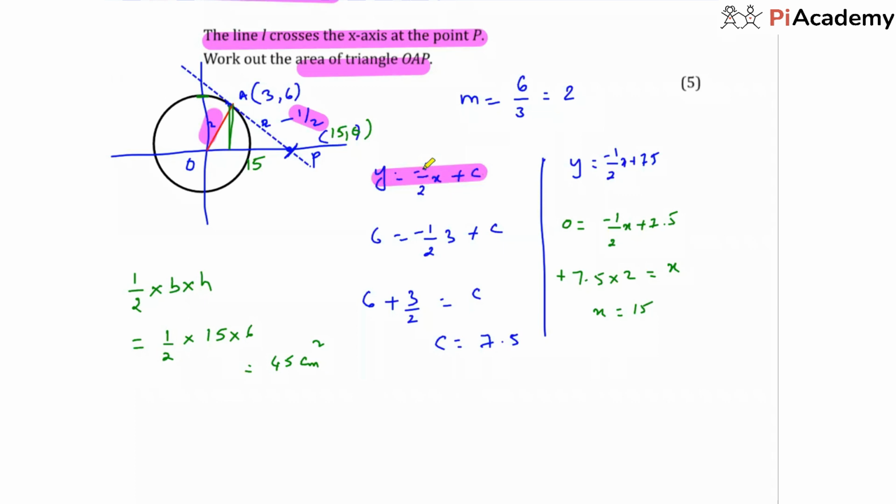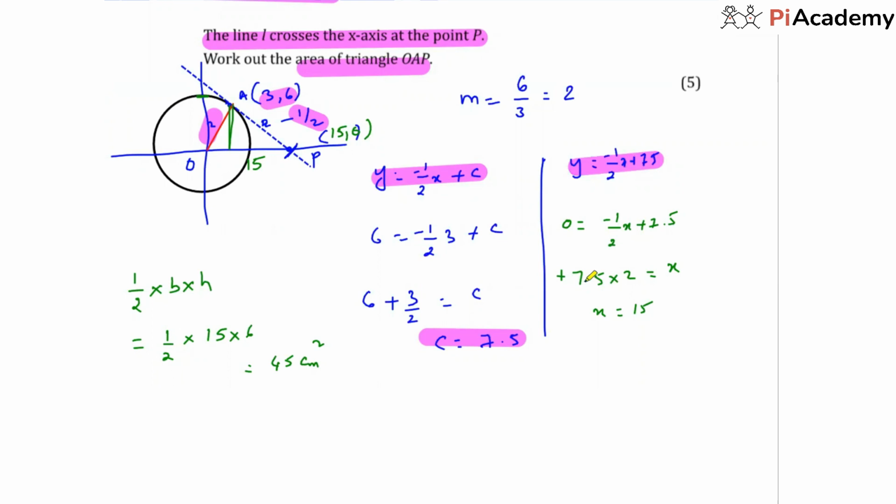So y is equal to -1/2 x plus c. You have the point here, (6, 3), okay? So substitute that point: 6 is equal to -1/2 times 3 plus c. Calculating c, you get c is equal to 7.5. Now that you know the c value, the equation of the line is y is equal to -1/2 x plus 7.5, okay?